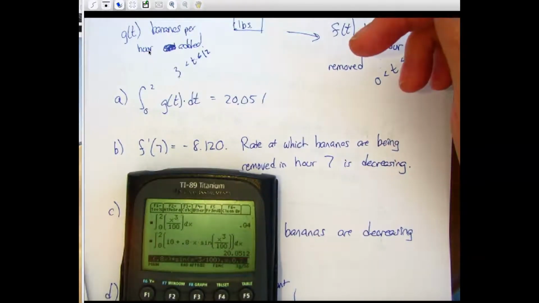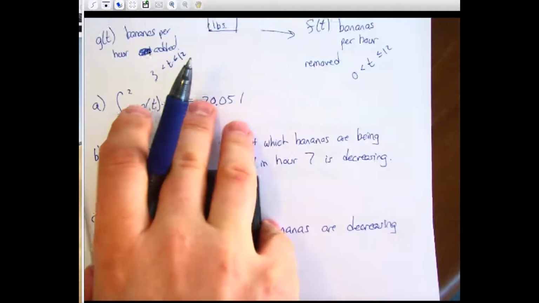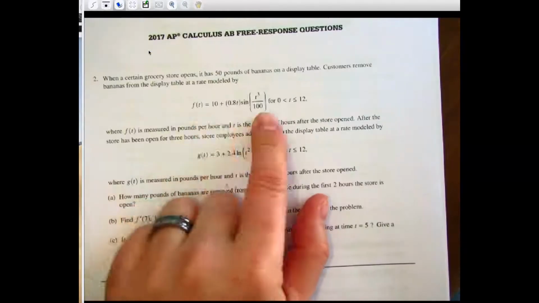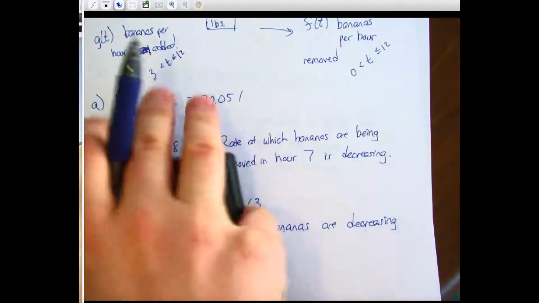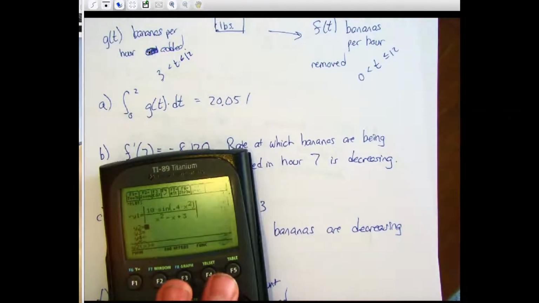Same thing with part B. They're saying, what's f prime of 7? So, this is f of x. So I think the easiest thing to do might be to plug this into the graph and then have the graph calculate the derivative when x equals 7.